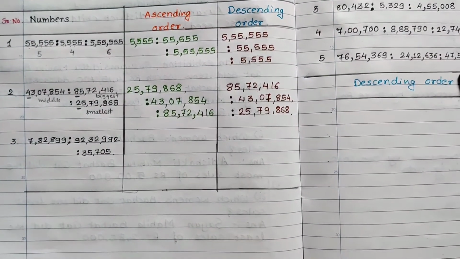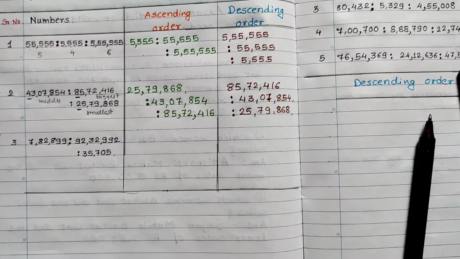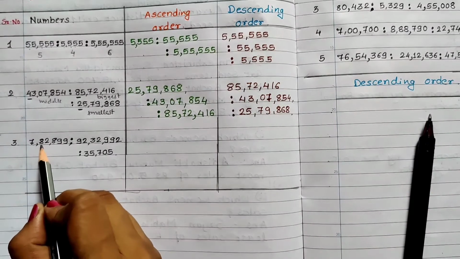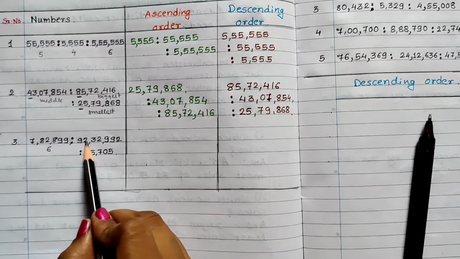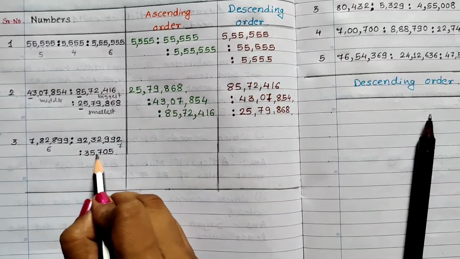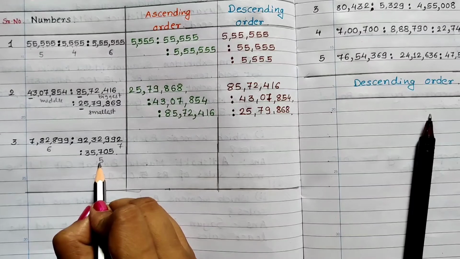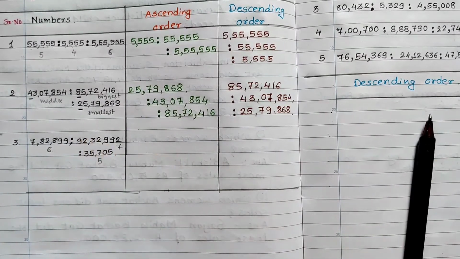Now let us go on to the third example. In the third example, let us again count the digits. 1 2 3 4 5 6. 6 digits are there. 1 2 3 4 5 6 7. 7 digits, and 1 2 3 4 5, 5 digits are there. So that means the 5-digit number is the smallest one, then the 6-digit number is the middle one, and the 7-digit number is the biggest one.